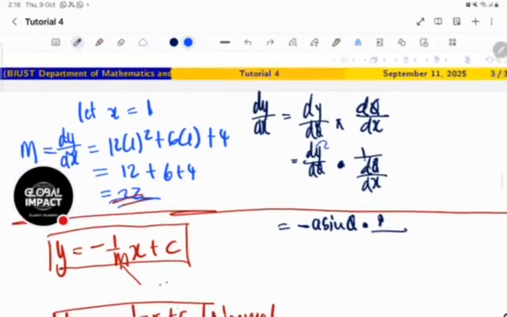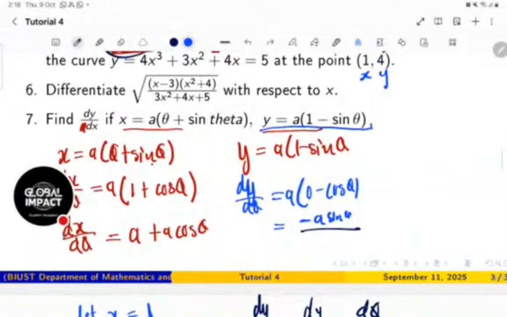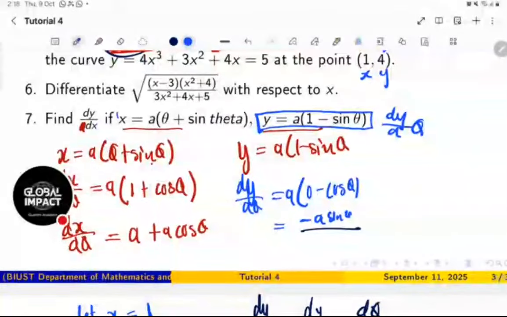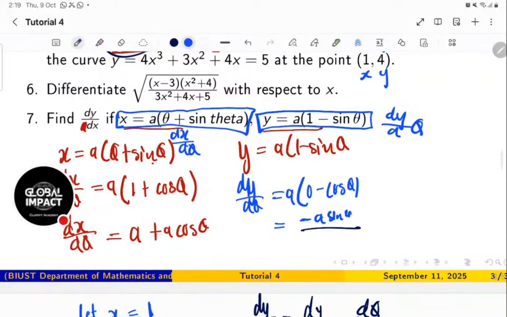So what you do is, you have dy/dθ because you were given a parametric, mate. You get two equations. y is a function of θ, so you can find dy/dθ. x is in terms of θ, so you can also find dx/dθ. Now you want dy/dx. You have dy/dθ and you have dx/dθ.